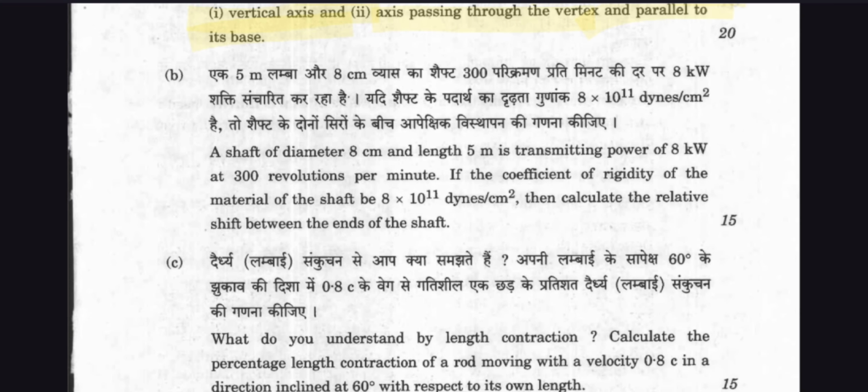Question number B. A shaft of diameter 8 cm and length 5 meter is transmitting power of 8 kilowatt at 300 revolutions per minute. If the coefficient of rigidity of the material of the shaft is 8 into 10 to the power 11 per centimeter square, then calculate the relative twist between the ends of the shaft. So this is Newtonian physics.